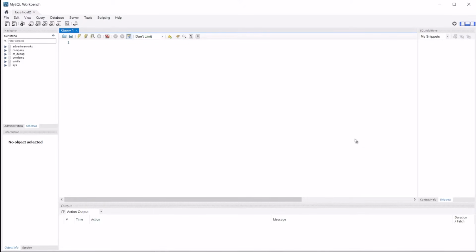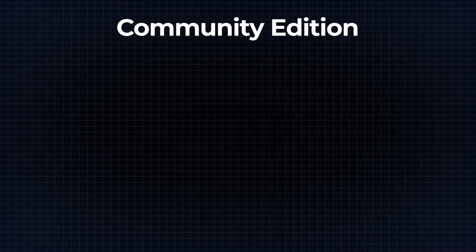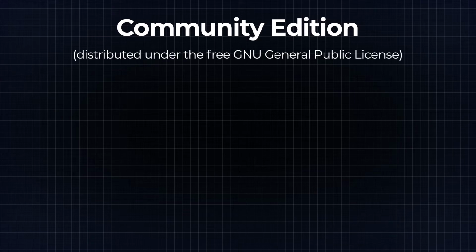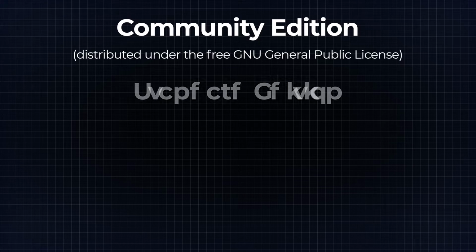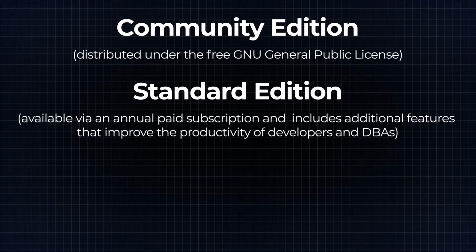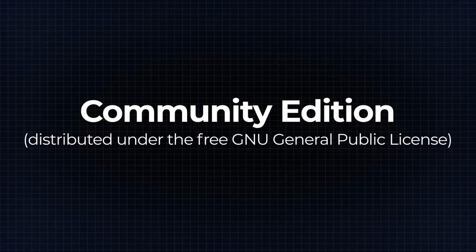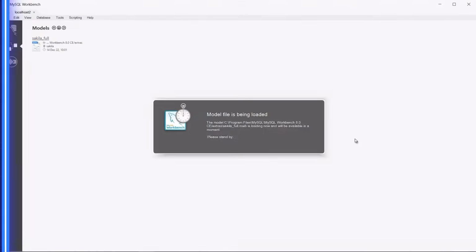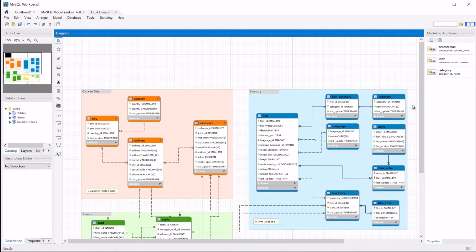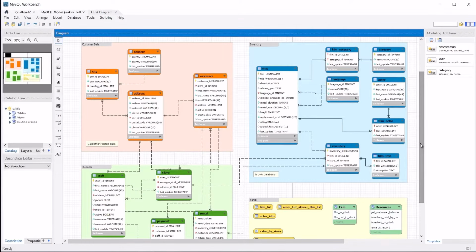There are 3 MySQL Workbench editions. Community Edition, which is distributed under the free GNU General Public License. Standard Edition, which is available via annual paid subscription and includes additional features that improve the productivity of developers and DBAs. And Enterprise Edition, designed for corporate users, those using MySQL Enterprise. Let's look at the main features of MySQL Workbench Community Edition. It allows you to represent a database model graphically.